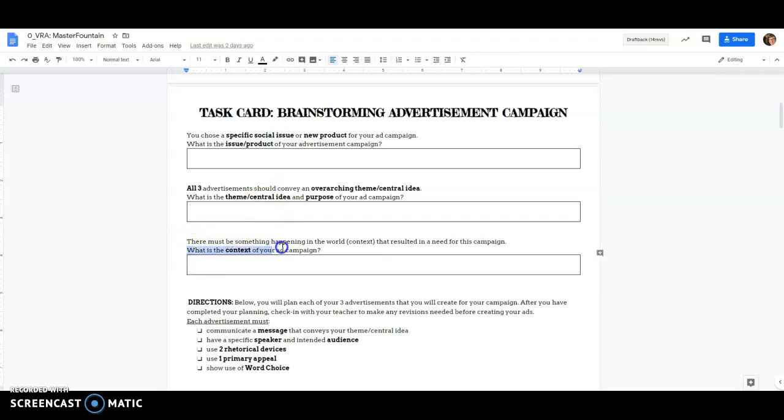Secondly, what is the context of your ad campaign? So remember, there's something happening in the world that you felt like we wanted to create awareness or bring awareness to this topic, or we wanted to advertise this product. So what context is happening that you felt like made a need for your advertisement? This box is going to help you whenever you have to write your introduction and your conclusion paragraphs later. So you want to make sure that you have a clear, complete context provided here to make it easier for yourself later.